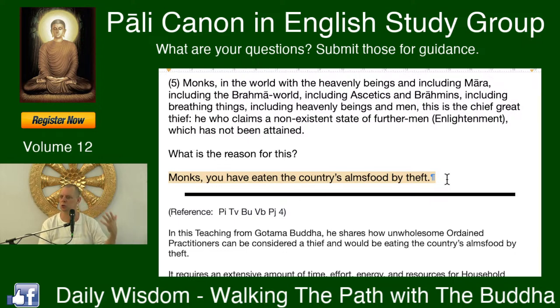So this is the Buddha drawing this analogy and this comparison to help people realize that it's unwise to do these kinds of things. Whether somebody chooses to do these kinds of things or not, that's up to them. But here the Buddha is giving you the guidance to help you understand what's wise and unwise, and then what you choose to do is totally up to you.